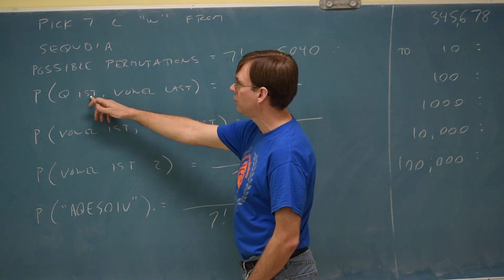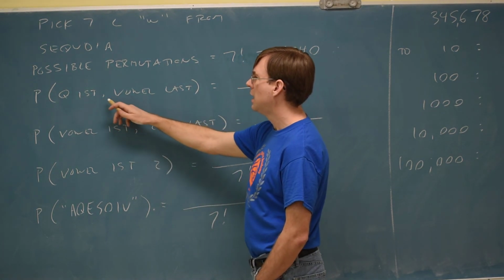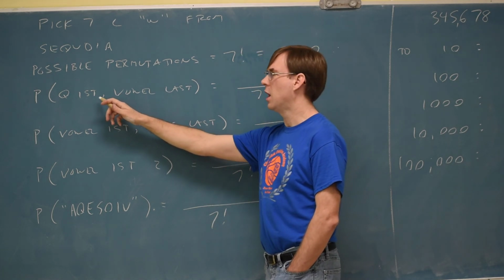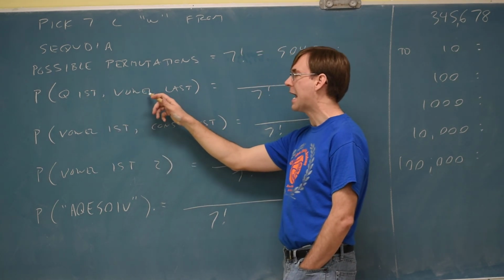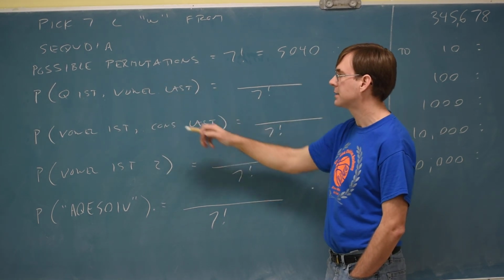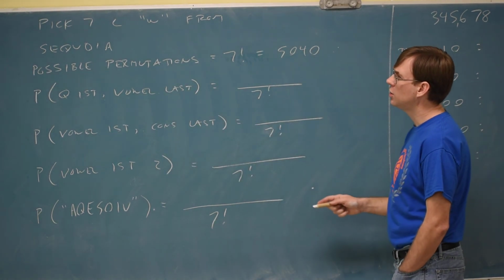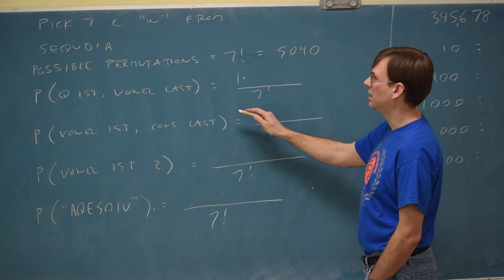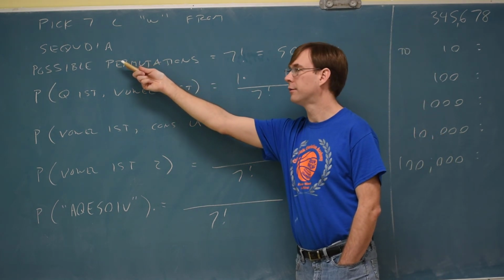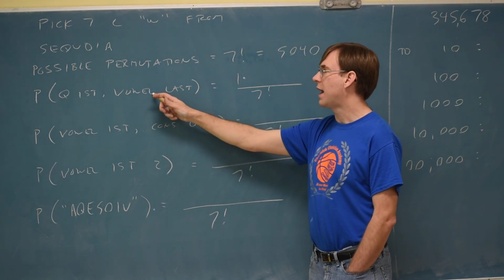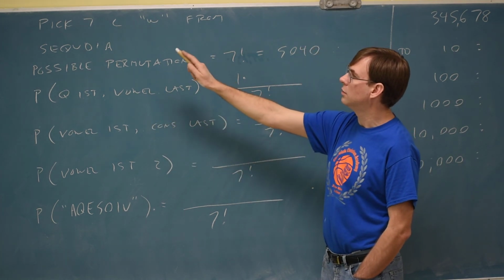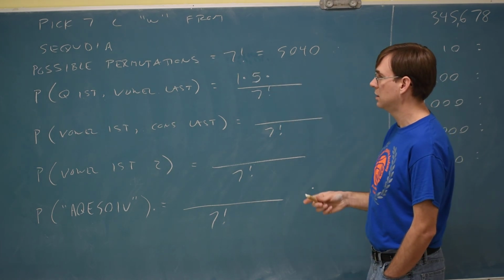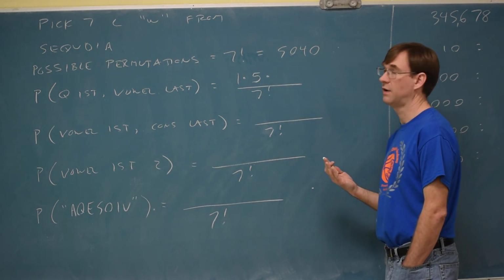Suppose you have a Q first, and a vowel last. I didn't write the word and, but the comma is where the word and could go. So if my Q is first, I have one choice because there's one Q in that word. If I want to do a vowel last, 1, 2, 3, 4, 5 choices because there's 5 vowels.